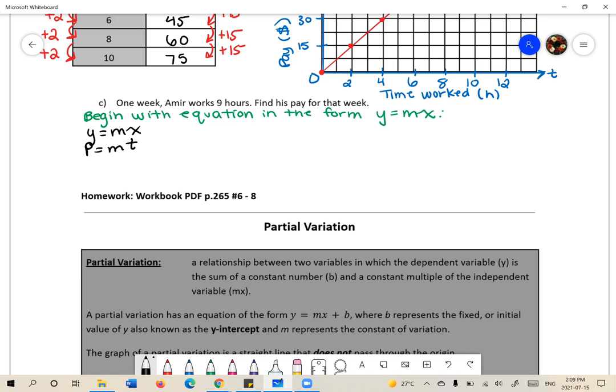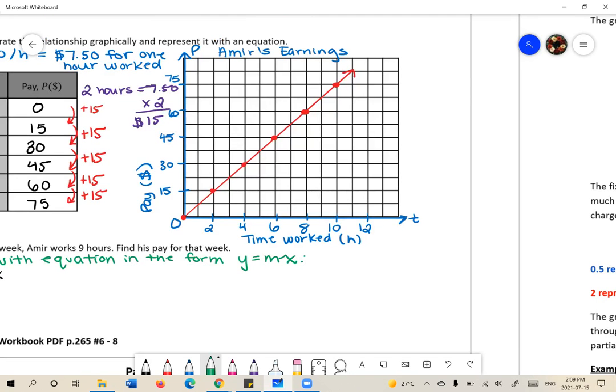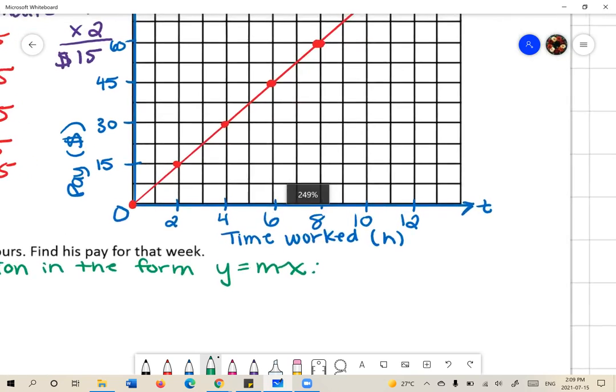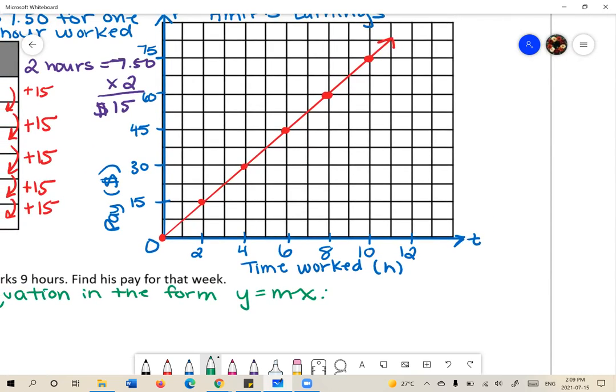I need to determine what my slope is in order for me to create an equation. I'm going to reference my graph. So slope is equal to rise over run. So for one hour of work would be right here. So for 1 hour of work, Amir makes $7.50. That is my slope.